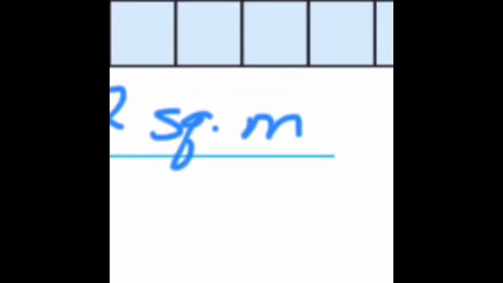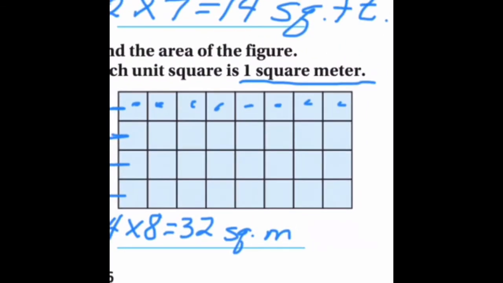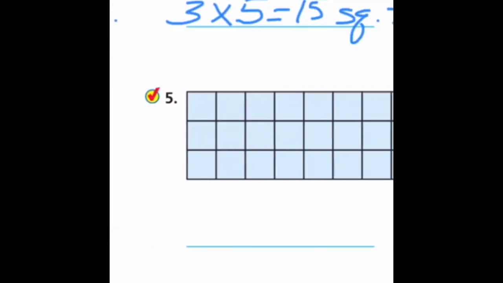square meters. Abbreviation for meters is just M. There is no period after the M. In the metric system, their abbreviations don't have periods afterward. Okay? And now we look at the next one.